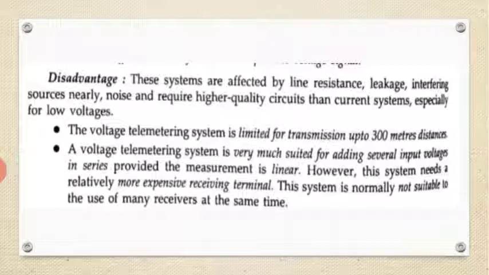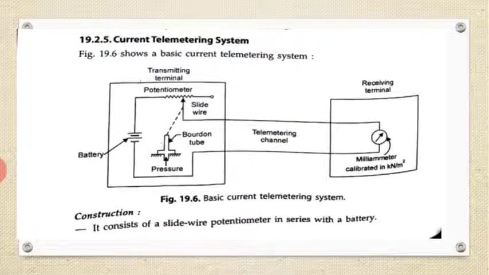The voltage telemetry system is limited to transmission up to 300 meters. Whatever the distance from the measurement to the recording output stage, it will be limited, so it is 300 meters. Next one is the current telemetry system.